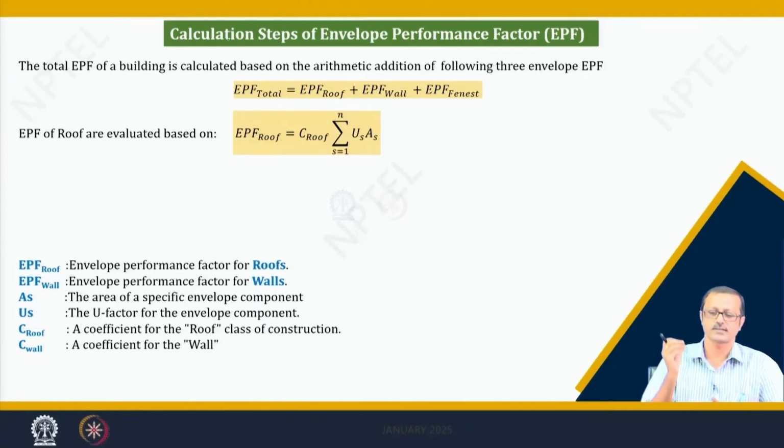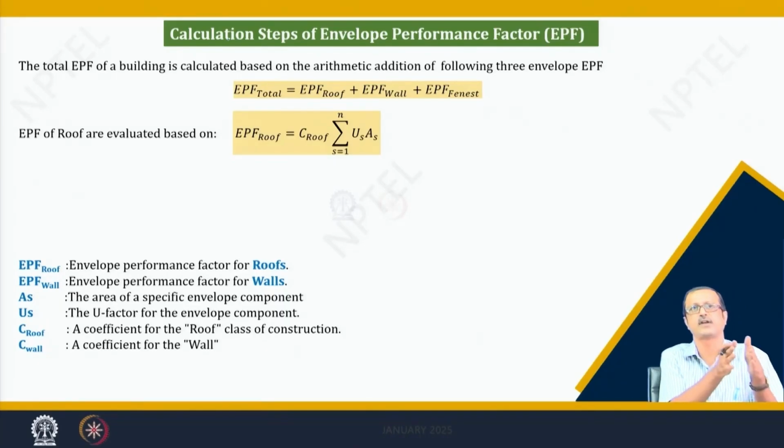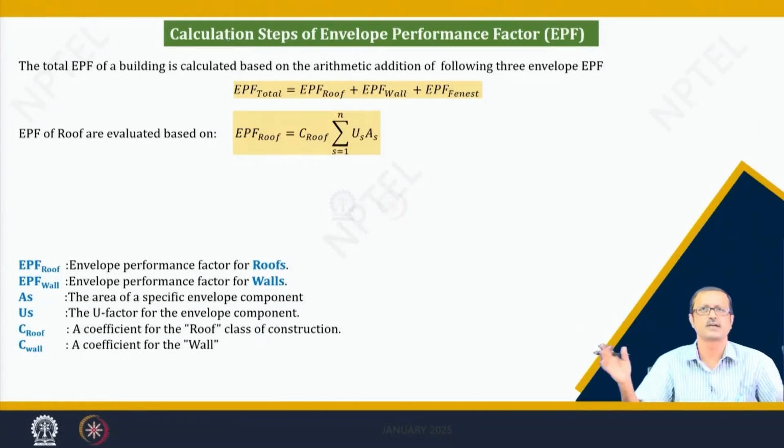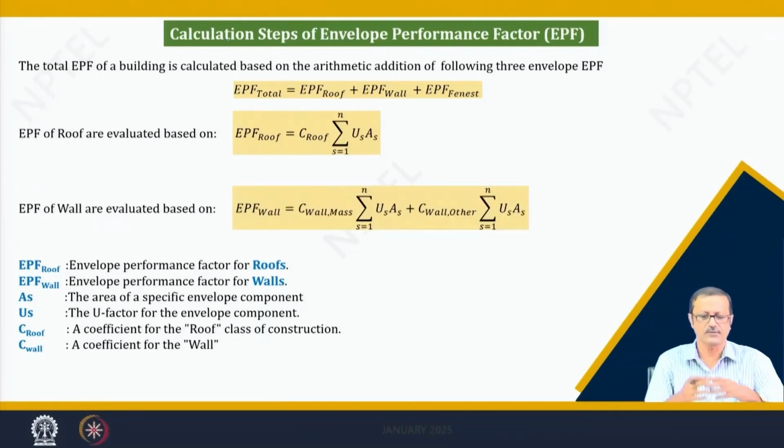The U value is your choice, A is your area. You have to calculate that from your design and put in the material, whatever it is. Why is this summation sign there? If your roof has 3-4 portions with different materials, you can add those. Similarly, you can find out the EPF of the wall: U of wall and A of wall multiplied by the C of wall, for mass wall and other wall. Mostly we go with the mass wall. The other type of wall is the curtain wall, which we will mostly not take.